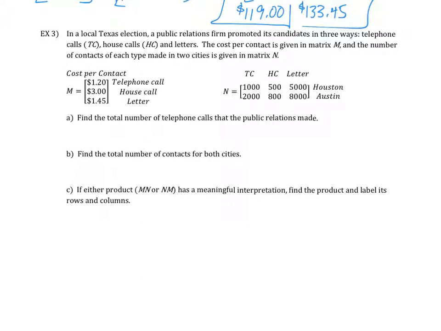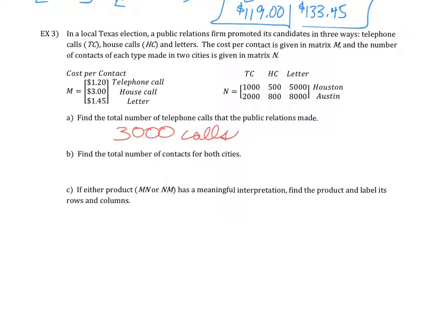So for the first 2 parts here, we don't have to worry about combining these matrices in any meaningful way. All it's asking you to do is find the total number of telephone calls that the public relations firm made. And so for TC, or telephone calls, we can just add these together. 1,000 and 2,000 more is 3,000 calls.